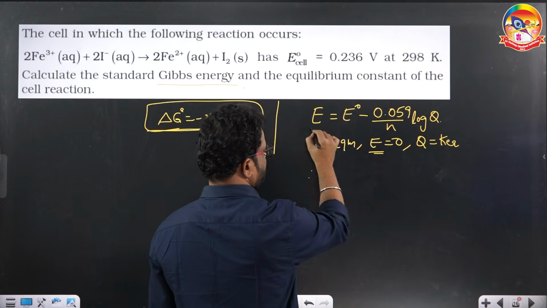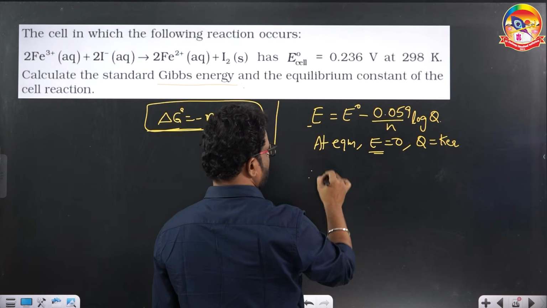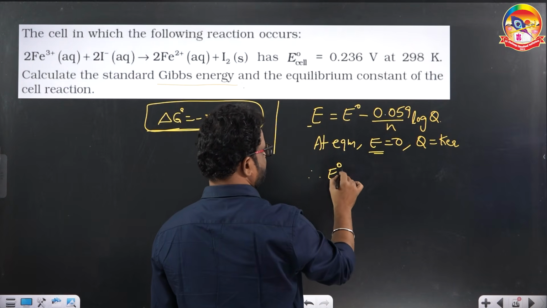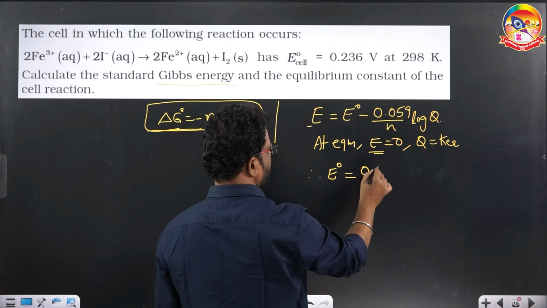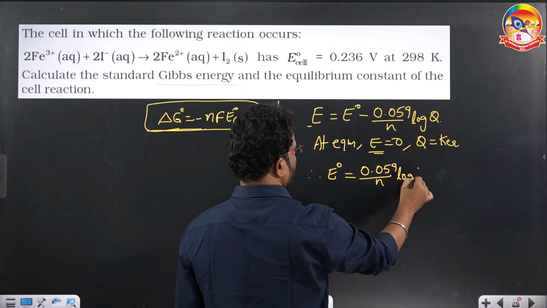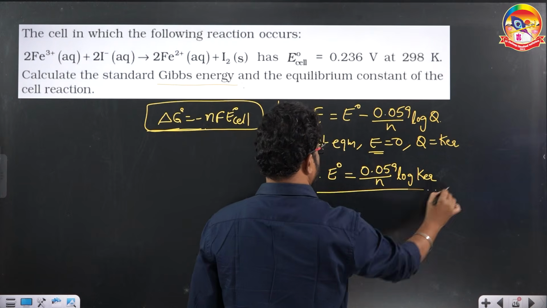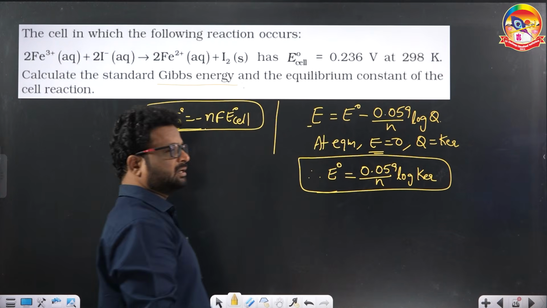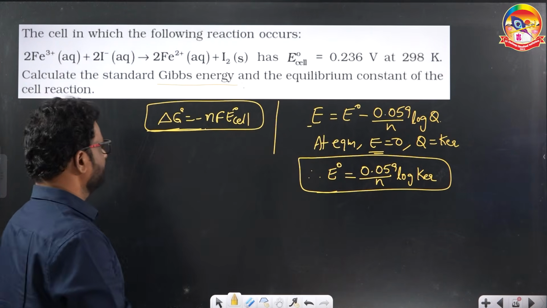Therefore, E0 and Q becomes KEQ. On simplification of this expression, you will get E naught is equal to plus 0.059 by n into log KEQ. Okay, so this is the expression to relate equilibrium constant and E naught cell.